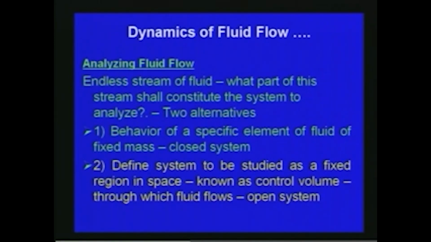So, we have seen two alternatives. One is the behavior of a specific element of fluid of fixed mass, so in a closed system. So, there are two alternatives, the ways of analyzing fluid flow. First one is the behavior of a specific element of fluid of fixed mass in a closed system, and then we can also do the analysis by defining a system as a fixed region in space known as control volume, through which a fluid flows, so that it is an open system.